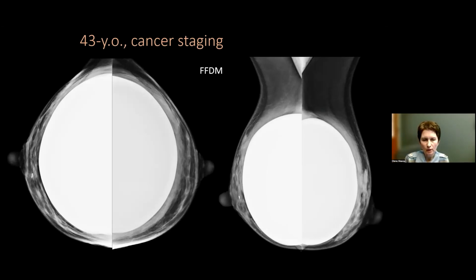Because when we are doing a case with implants, we do implant-in views with just full-field digital mammography, and we do CEM only on implant-displaced views. So this is the FFDM of her breasts with the implant in. You can see that the breasts are dense, the implants are relatively large volume, so it's very hard to see anything on these views.